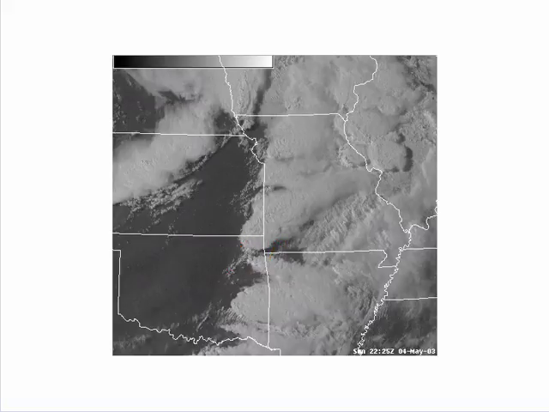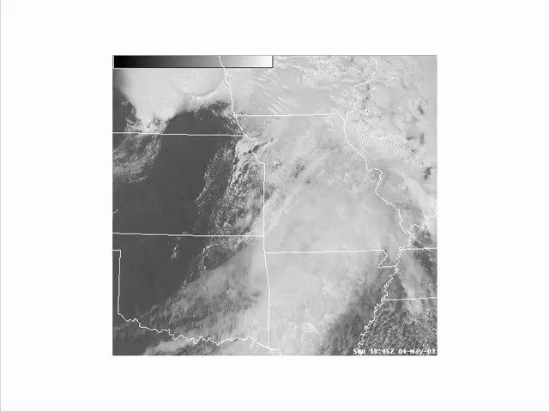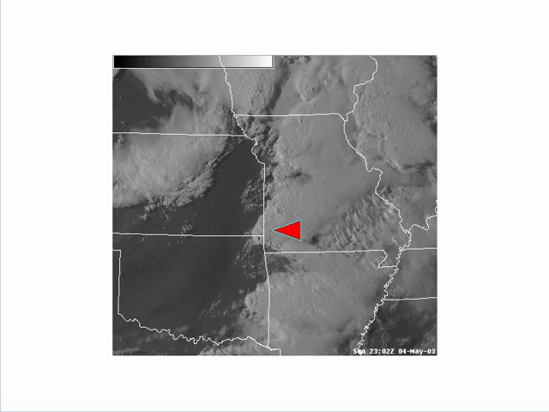I'll erase that and step forward. Notice the left mover now actually merges with, or at least it's beginning to intersect with, the right mover here at 23Z, and I'm going to talk a little bit more about that on the next radar loop.